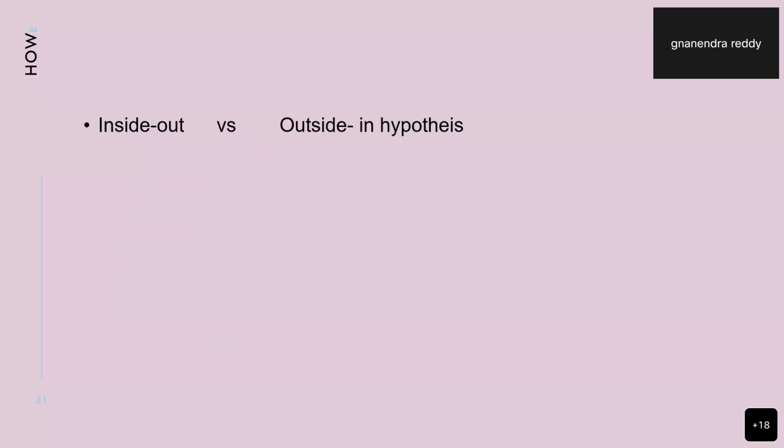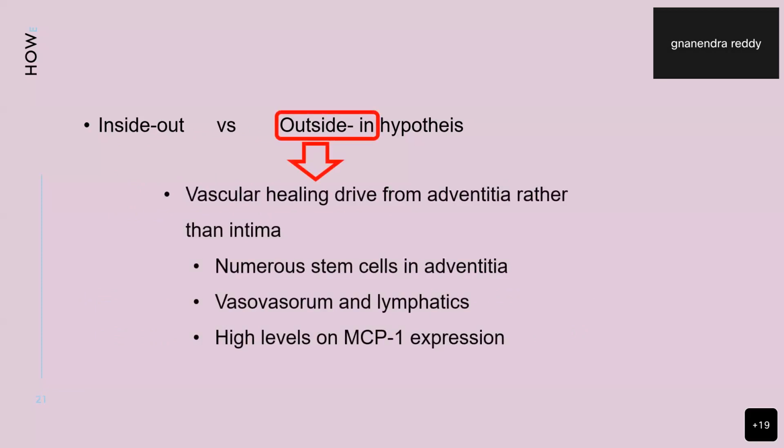So till now, there is an inside-out versus outside-in hypothesis. What we have seen is the inside-out hypothesis, where the injury to the endothelial cell has resulted in the neointimal hyperplasia development. But there are also various studies where the outside-in hypothesis is supported. According to this hypothesis, the vascular healing drive is from the adventitia rather than the intima. This is based on the numerous stem cells in the adventitia, and there are high levels of monocyte chemoattractant protein expression in the areas of the intimal hyperplasia. So in these cases, the adventitia is regarded as the main cause of the neointimal hyperplasia rather than the intima.